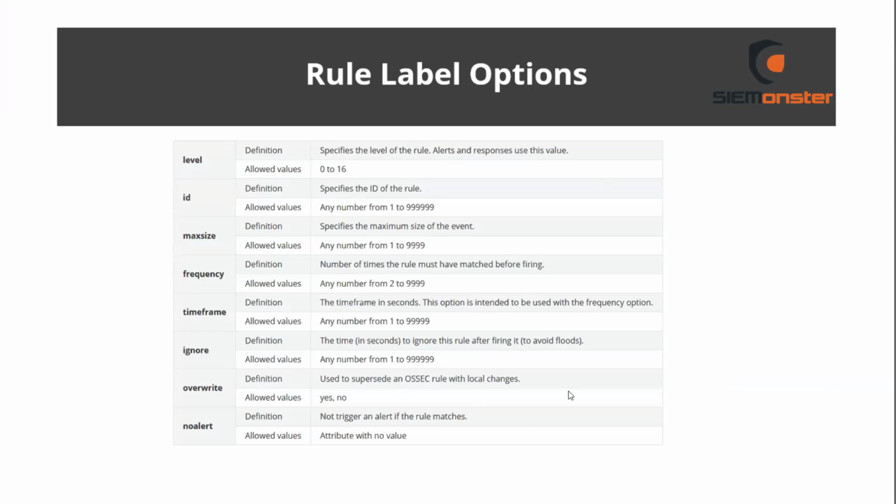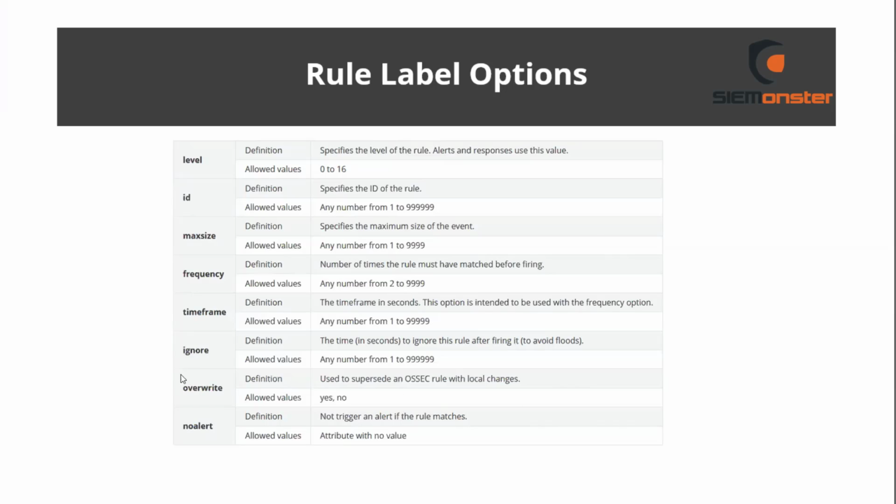These are just some of the labels that you can add to your rule. The level 0 to 16, as I stated earlier, your rule ID, the maximum size of the event. If you do not have that specified, it will cut it off after 9,999 characters. The frequency of the rule, it's how many times it needs to match before firing, etc., the time frame, and so on and so on. You can read through these at your leisure. I will show you some examples of those in practice.